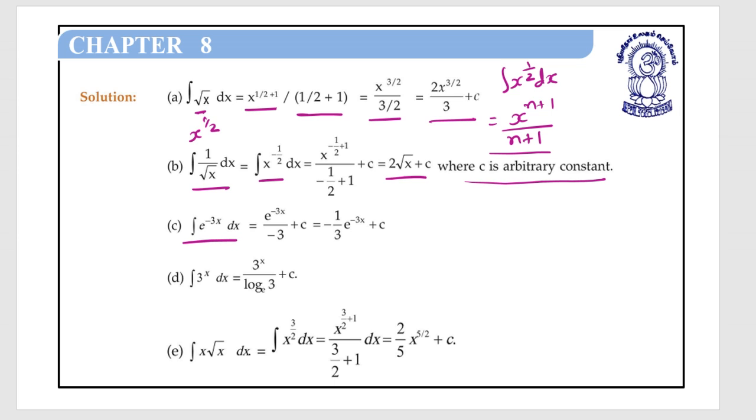Integration of e raised to minus 3x dx is equal to e raised to minus 3x upon minus 3 plus c, which is equal to minus 1 by 3 e raised to minus 3x plus c. Here the integration of e raised to minus 3x is e raised to minus 3x, but 3 is here, so d by dx of minus 3x in the denominator. So e raised to minus 3x, minus 3 dx by dx is 1, so minus 1 by 3 plus c. So minus 1 by 3 e raised to minus 3x plus c.